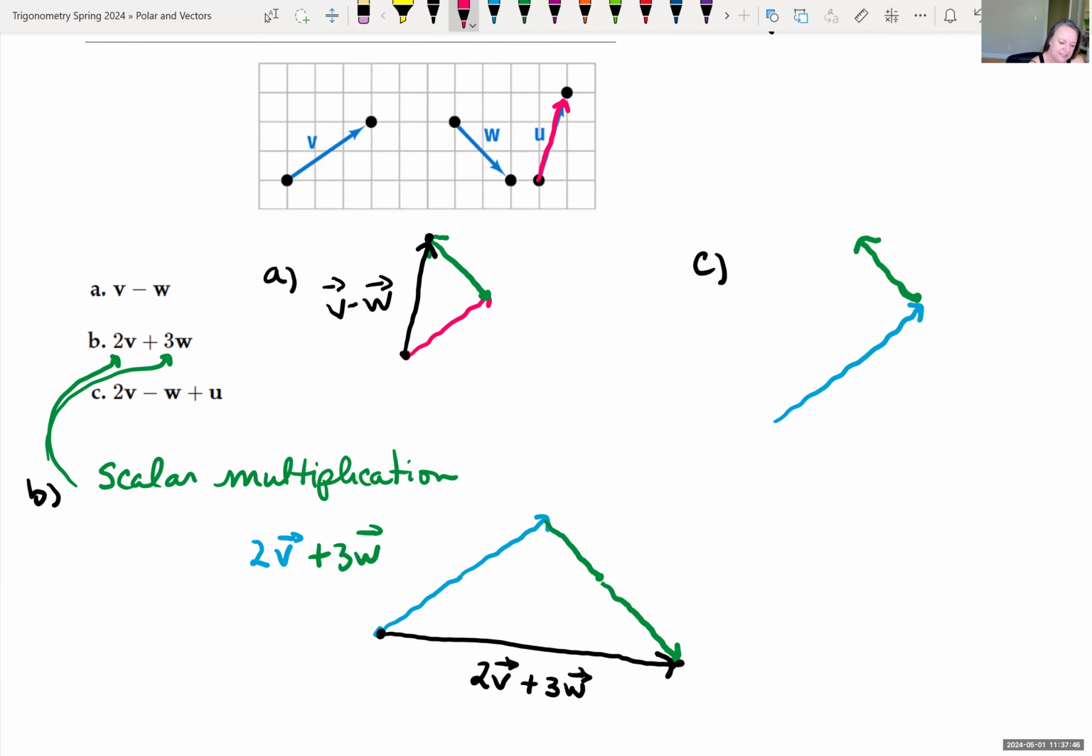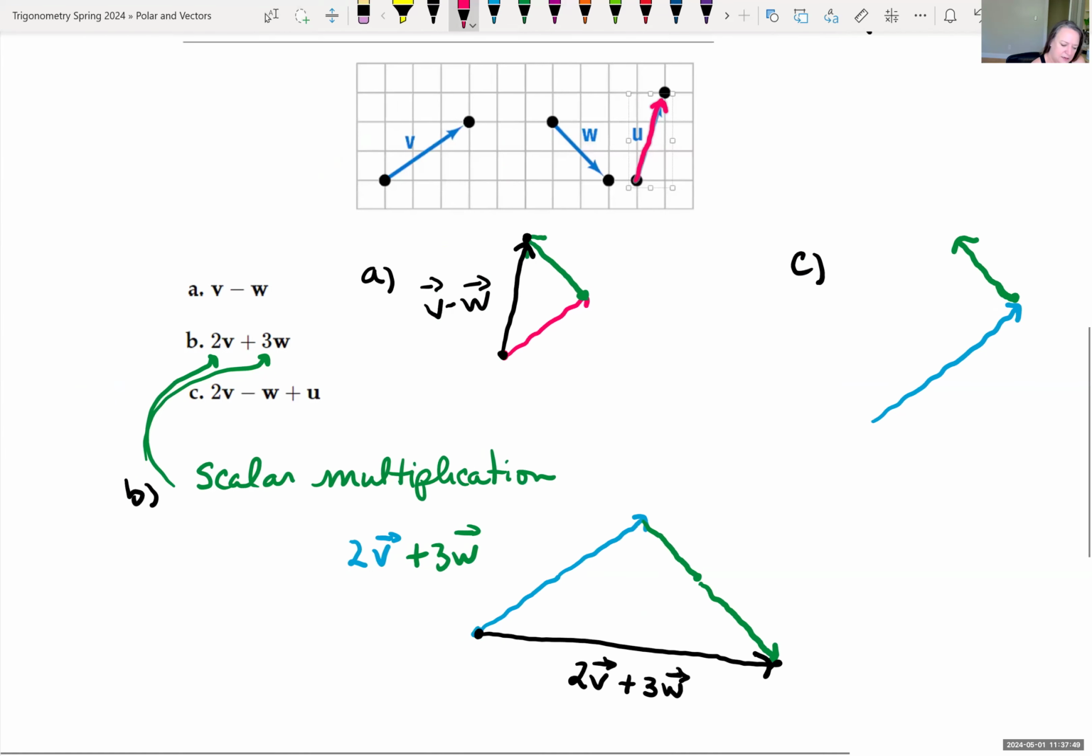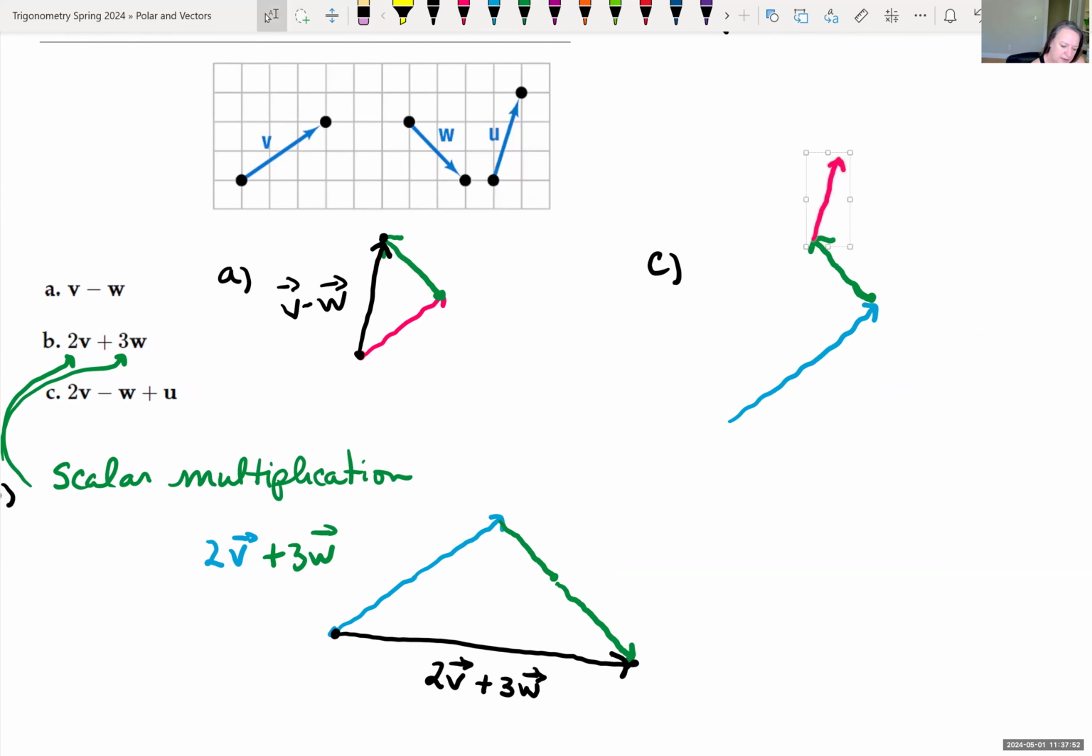So I'm going to take that. That's going to go right here. So our resultant, terminal side, initial side, it's going to be the following. So this was our vector 2v minus vector w plus u.